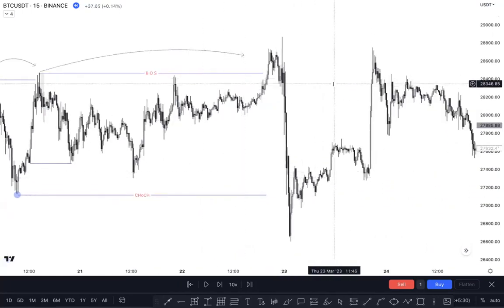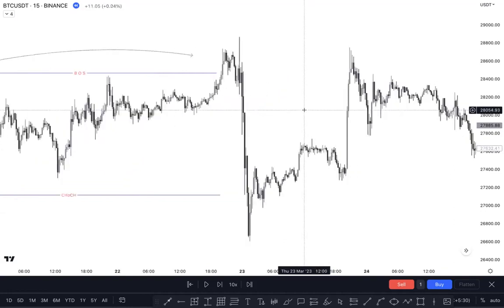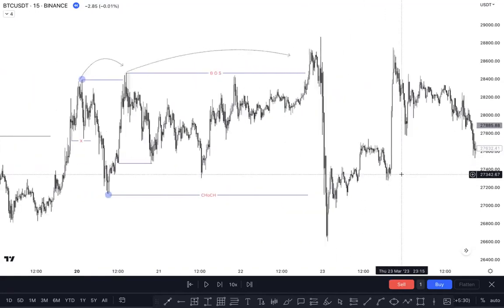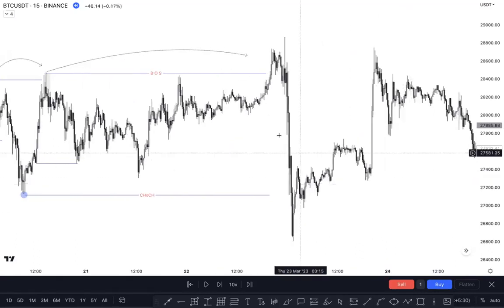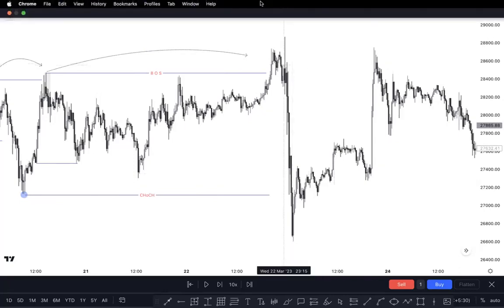Okay. In this case, as you can see here, after this change of character, first of all, you have to check inducement, right? So where is inducement in this case? Look at this picture and remember one more thing. If market sweeps the liquidity, in that case, you don't need to follow the inducement. You have to wait to mitigate your order block. Simply, you can take entry here for buy and sell, right?